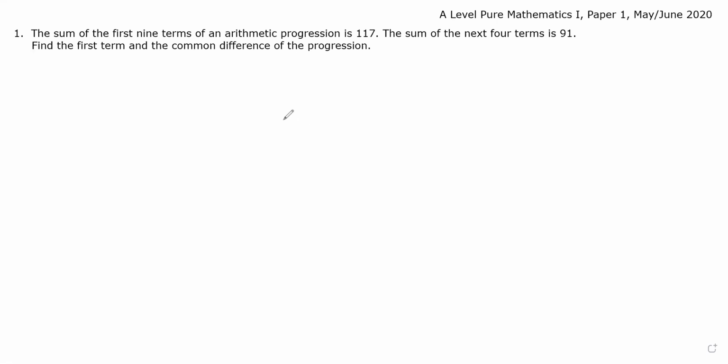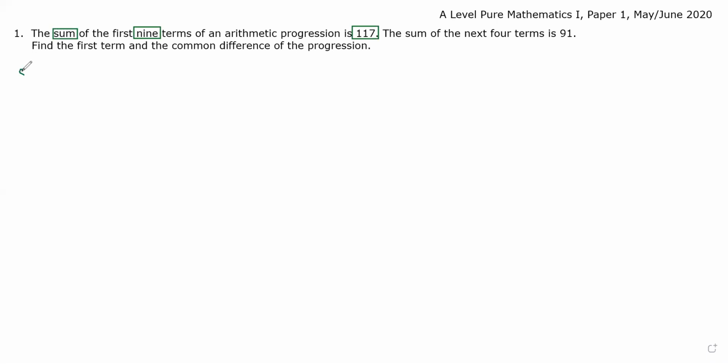We discussed A-Level Pure Mathematics 1, Paper 1 for May or June 2020. For question 1, the sum of the first 9 terms of an arithmetic progression is 117. So you're talking about the first 9 terms, and that would be the sum.